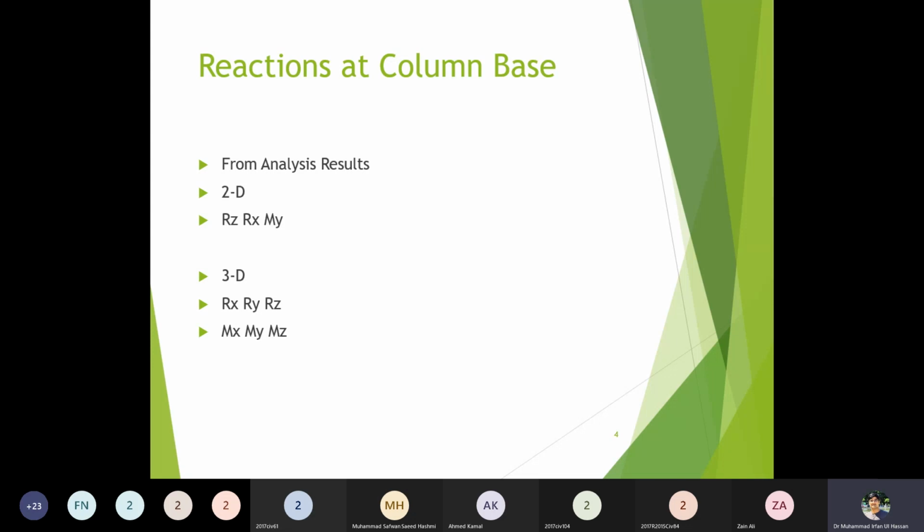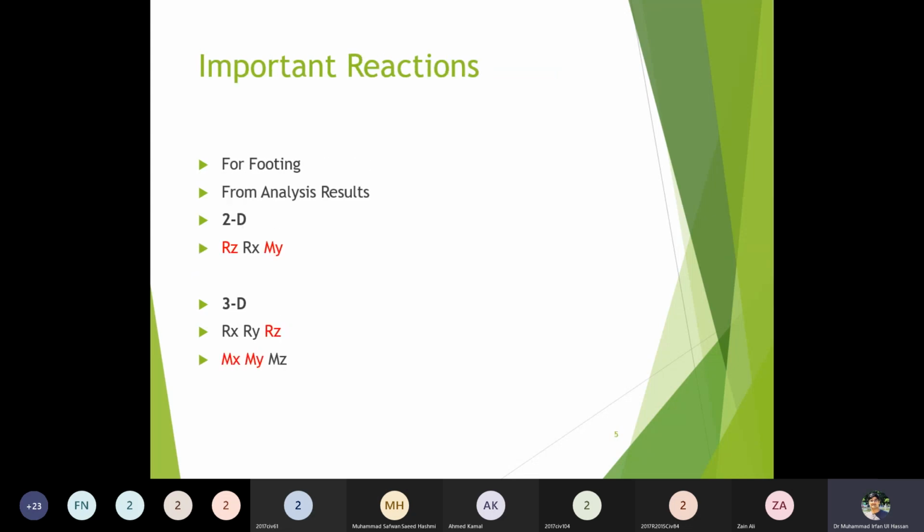But again, out of all these reactions, the ones that matter for the foundations are different. Not all 6 reactions are critical. Out of the 3 reactions, when we analyze it as a 2D element, the critical reactions are Rz and My, because the horizontal reaction is of course not so important. And for 3D model analysis, again Rz, Mx and My are the important reactions.